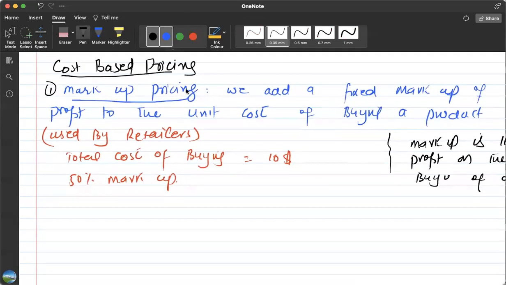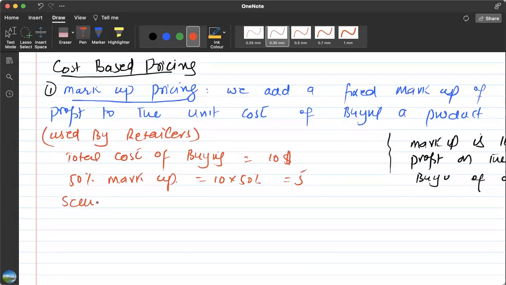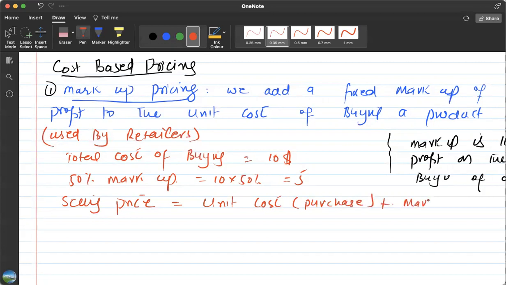So we have purchased it for $10. So 50% markup means 10 multiplied by 50%, answer is 5. Now we can easily calculate the selling price. Selling price will be equal to unit cost at which we purchased plus markup profit. Means $15. 10 plus 5 is equal to $15 is our selling price. In this way, we calculate the first pricing technique, that is called markup pricing.